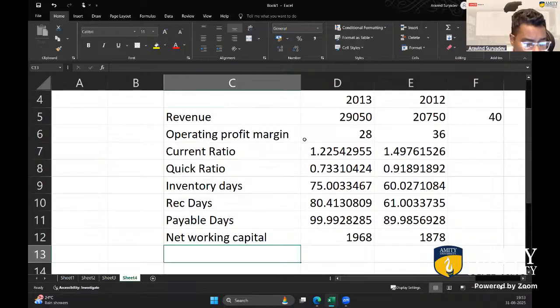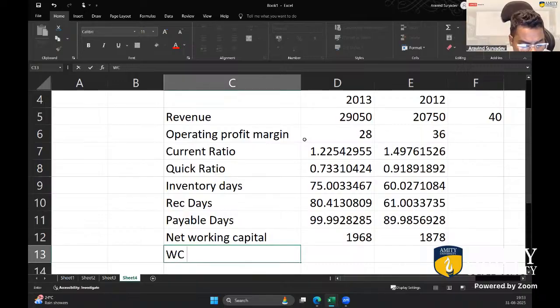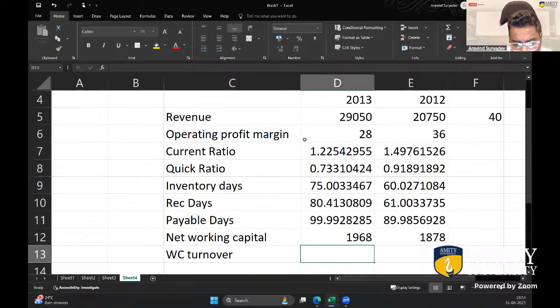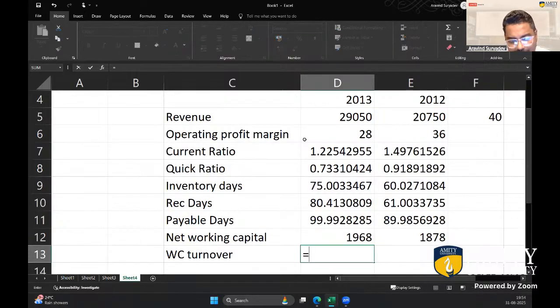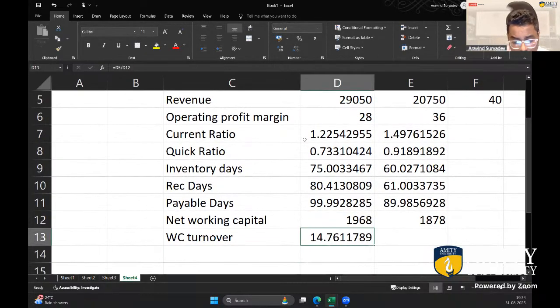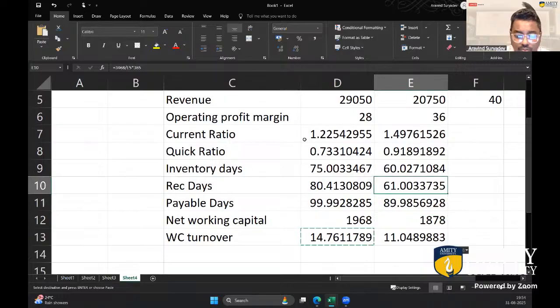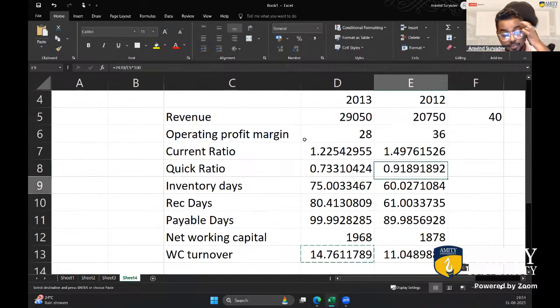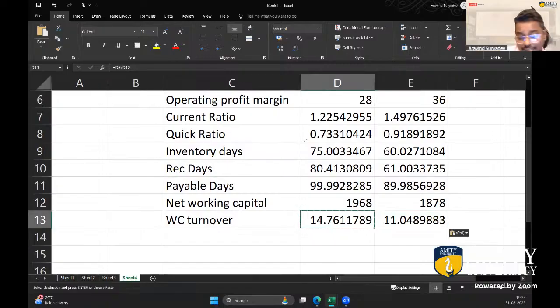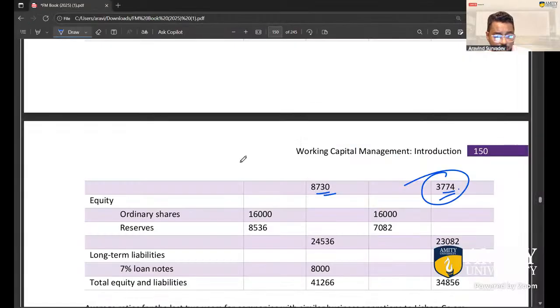Another thing that we can look at is working capital turnover. Now, working capital turnover is basically sales, 20,950, divided by the working capital amount. The net working capital was 1,968, that is 1.968 million. Similarly, I can do that for 2012 also. Now I can compare the working capital turnover. So working capital turnover is higher. Yes, we are making better use of our working capital, but there could be a possibility that this company is over trading. So that is definitely a reality. Watch out for that, guys.